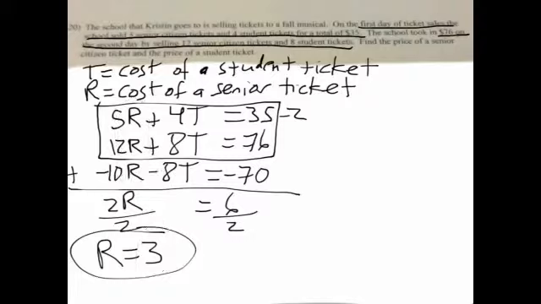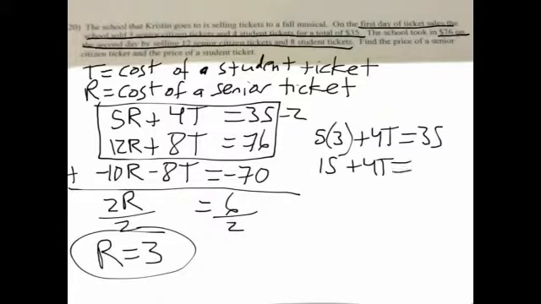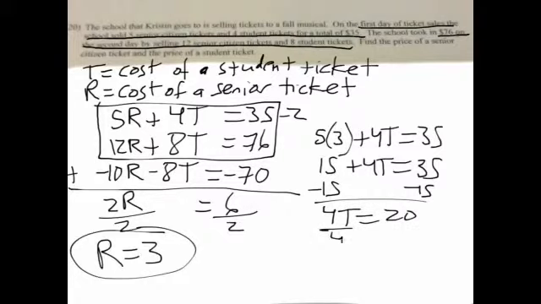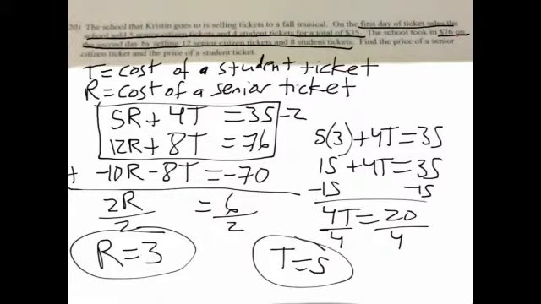I'm going to put it in the original first equation to get 5 times 3 plus 4t equals 35. 5 times 3 is 15. And then subtract 15 from both sides to get 4t equals 20. Divide both sides by 4, and you'll get the cost of a student ticket to equal $5.